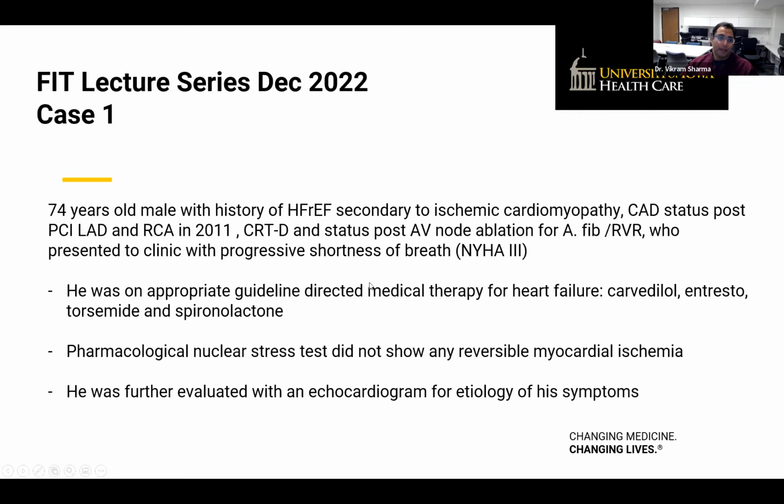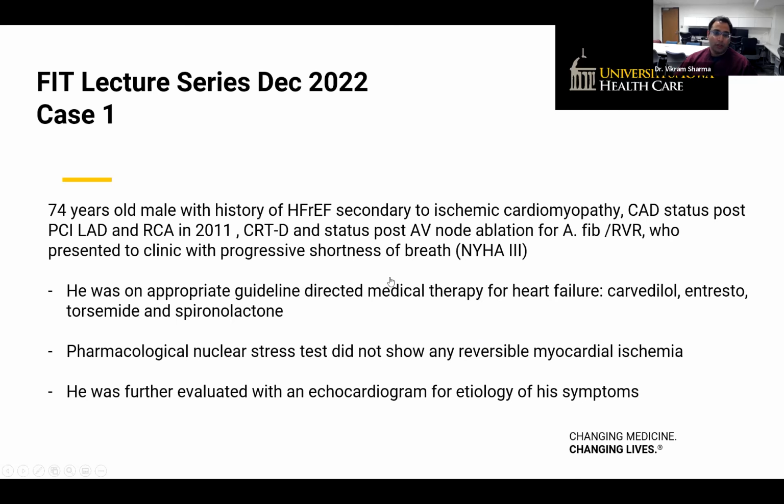So we'll start with a case. We have a 74-year-old male who has a prior history of heart failure with reduced ejection fraction, secondary to ischemic cardiomyopathy, prior coronary artery disease, CRT-D, and a prior AV nodal ablation for AFib. He presented to the clinic with progressive shortness of breath in the NYHA class 3. He was on appropriate guideline-directed medical therapy for heart failure, and he had a pharmacological nuclear stress test that ruled out any reversible myocardial ischemia.